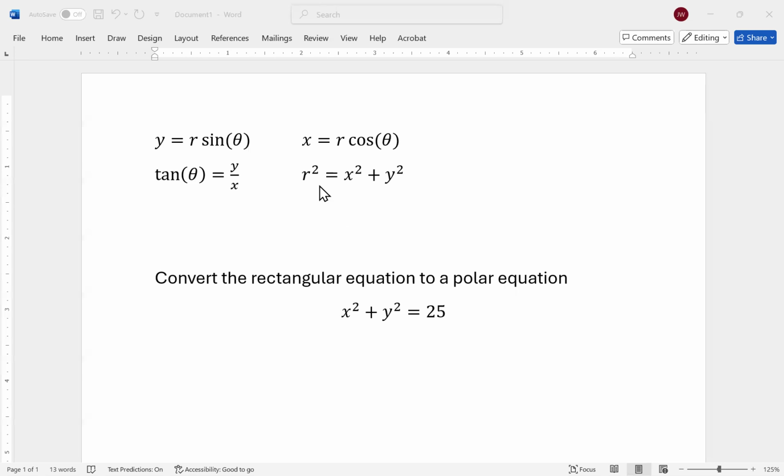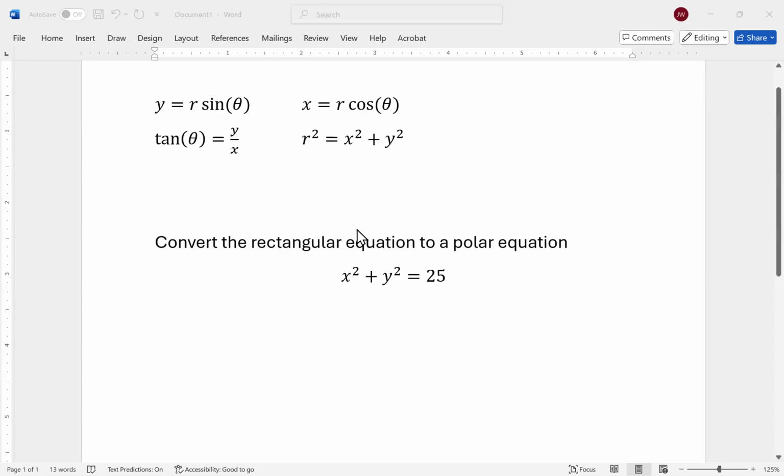However, you can also utilize these other two. If I have a y over x, I can change that into a tangent of theta. If I have an x squared plus y squared, I can change that into an r squared. So while you can always replace every x you see with r cosine theta and every y you see with r sine theta, you can also use these other two, and sometimes these other two make the conversions a little bit quicker. That's the case in this example.